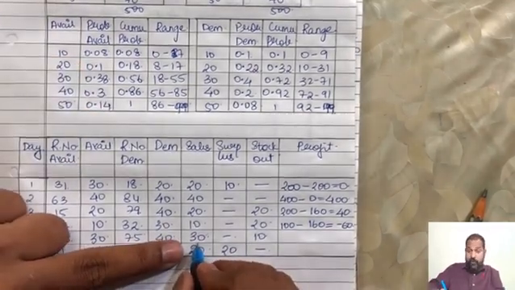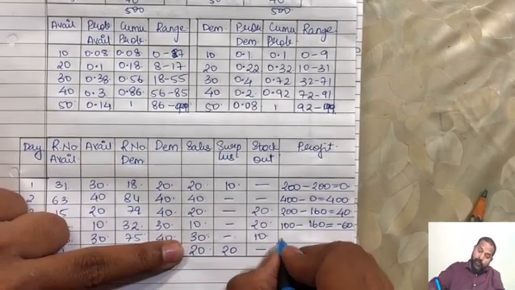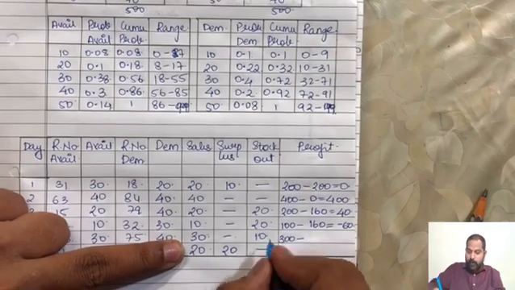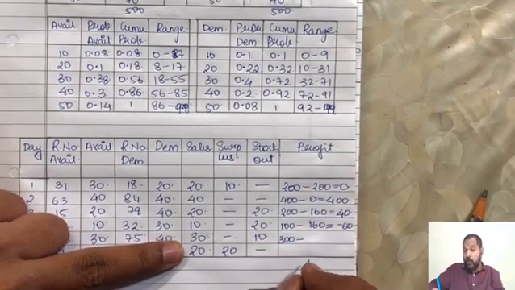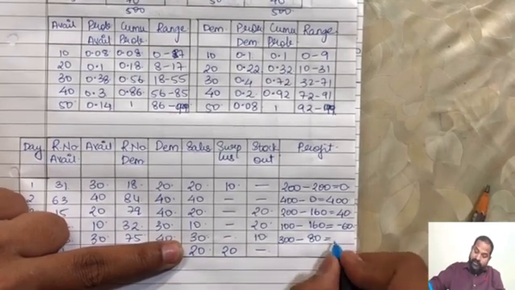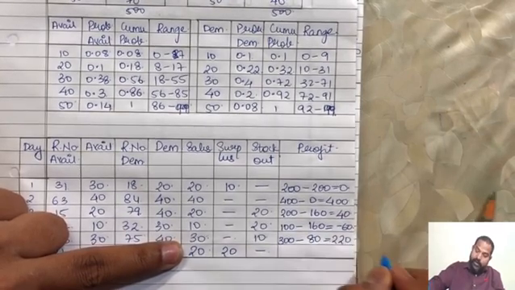I sold 30 units. 30 kg at 10 rupees per kg is 300 rupees of profit. But for 10 units I had stocked out, which means 80 rupees is going to be a loss, which is going to leave 220 rupees.